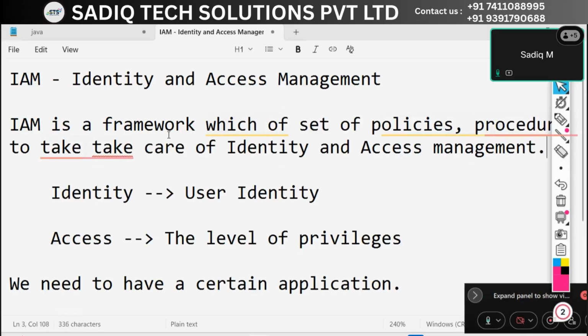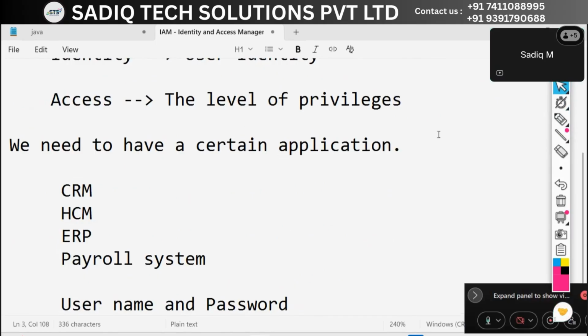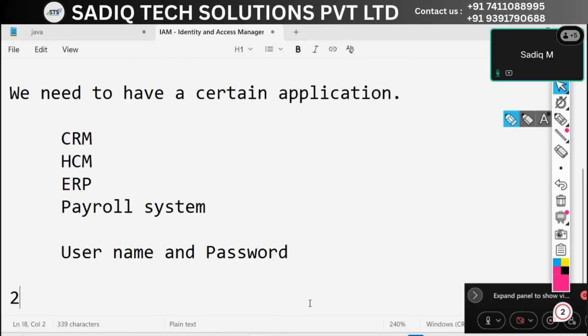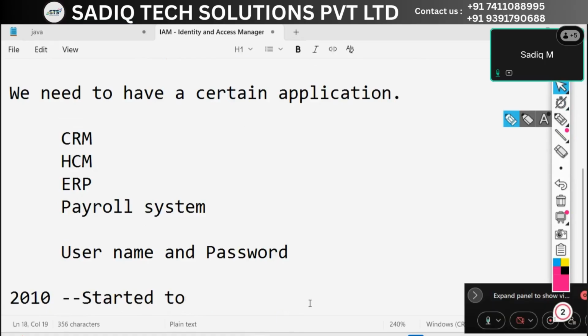Right? So around 2010, they introduced different IAM solutions: Active Directory, LDAP, SAML, all these. But after 2010, cloud applications became more popular, if you remember. Right? After 2010 only, this happened. Everybody started migrating to the cloud.